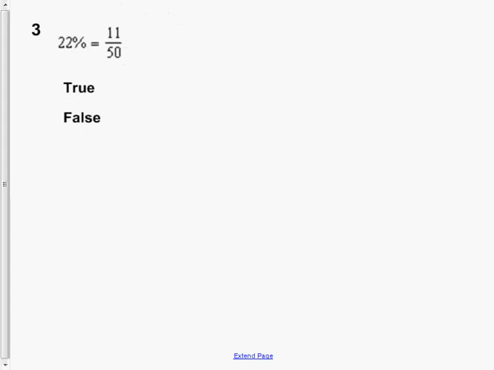The third question says 22% is the same thing as 11 out of 50. This is true because 11 out of 50 is the same thing as 22 out of 100, which is 22%. So it is true. Those are the same thing.